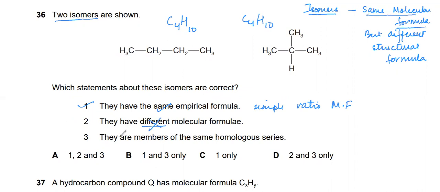So this is wrong. Option 2 is incorrect because isomers will have the same molecular formula. They are members of the same homologous series. Yes, they are, because they all have carbon-carbon single bonds and apart from that they don't have any other functional group present. So 1 and 3 are correct. So option B is correct for this question.